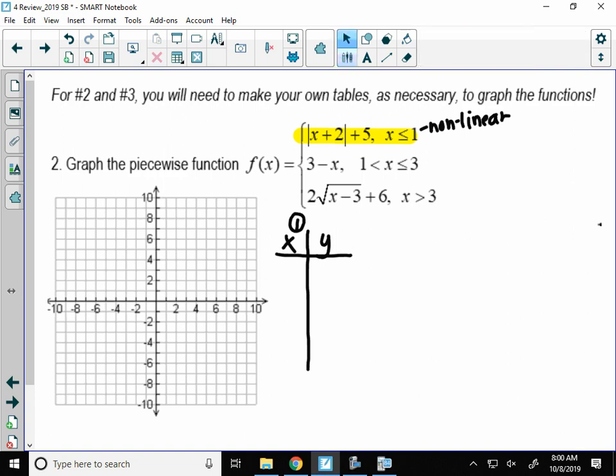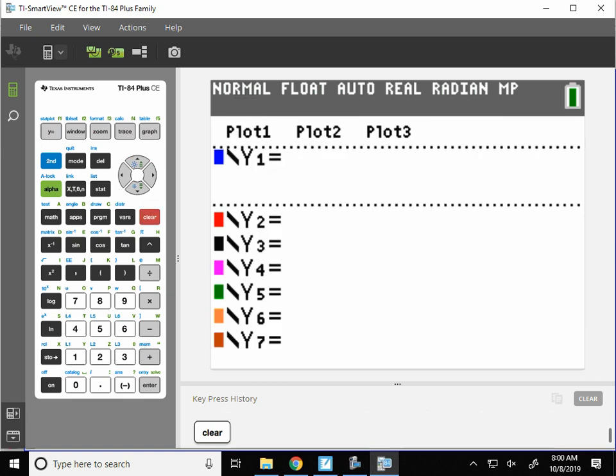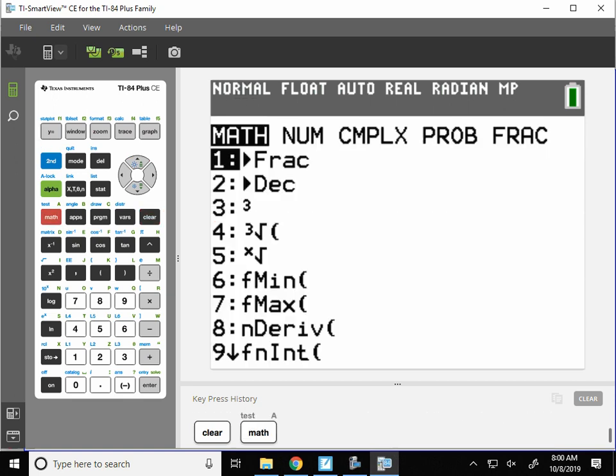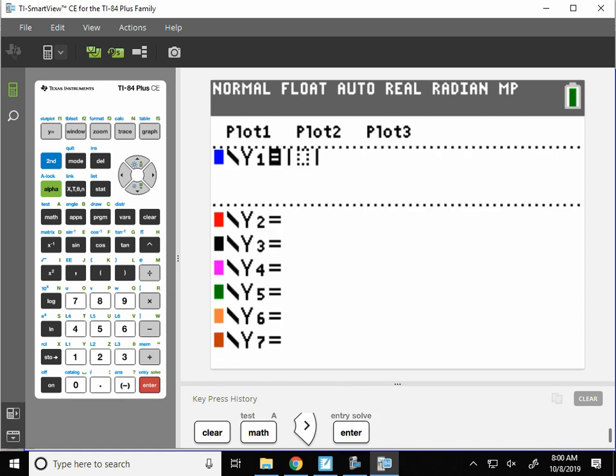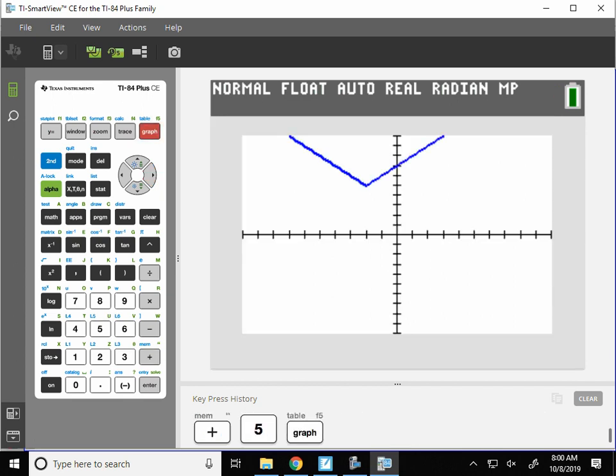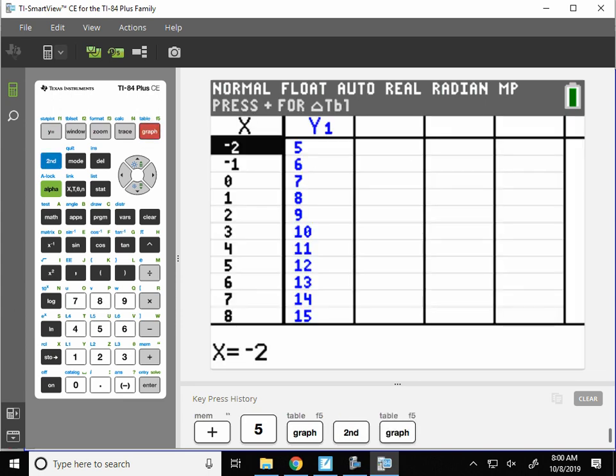So let's go to my calculator first. Let's review how to do absolute value. Remember, we hit math, arrow right to num, and then click enter on the absolute value. So I'll have x plus 2, arrow out of the absolute value, and you'll have plus 5. So when you graph it, that's what the graph's going to look like. And I want to plot all the x's less than or equal to 1. So when I look at my grid here, 1 has a point of 8, and it looks like I can plot all the points down to -7. Those will all fit on my grid from -7 to 1.